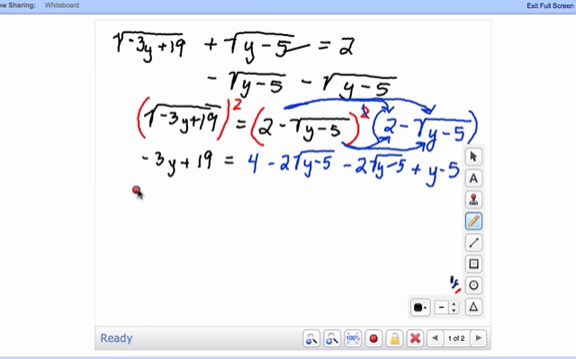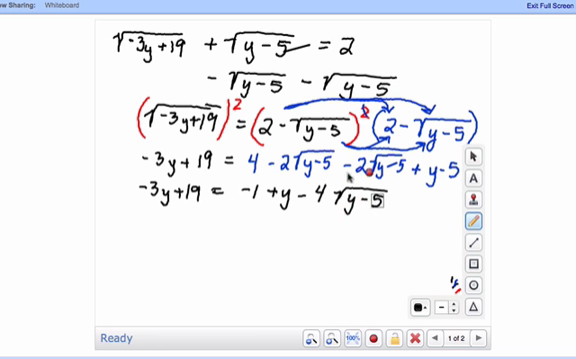Okay. So over here on the left we still just have a negative 3y plus 19. And over here on the right, let's add those together. 4 minus 5 is a negative 1, plus y. And then we have 2 of these, so we combine our like terms. Negative 2 and a negative 2 is a negative 4 square root of y minus 5.